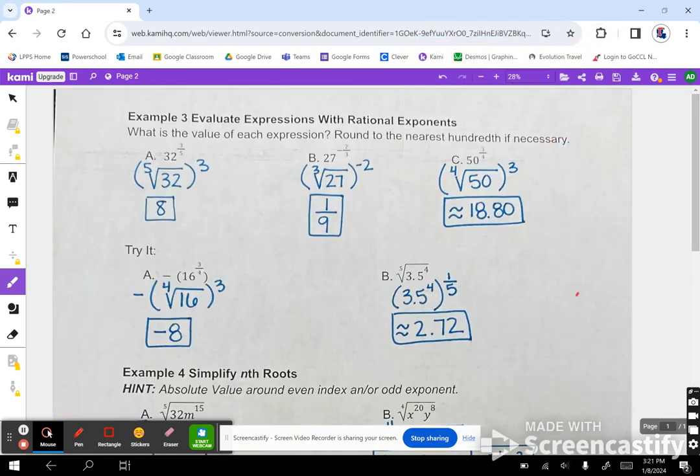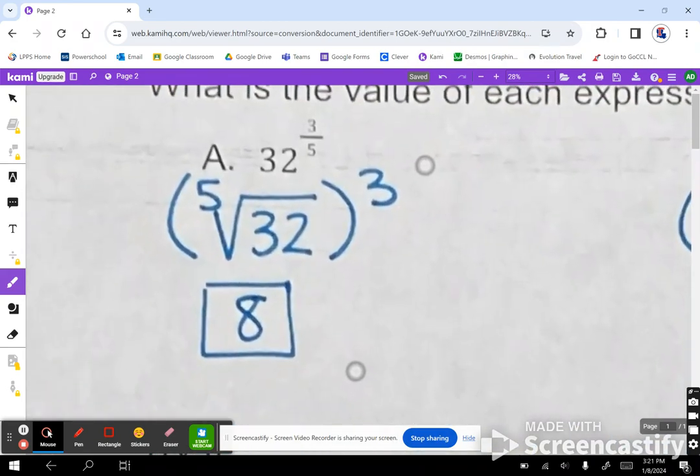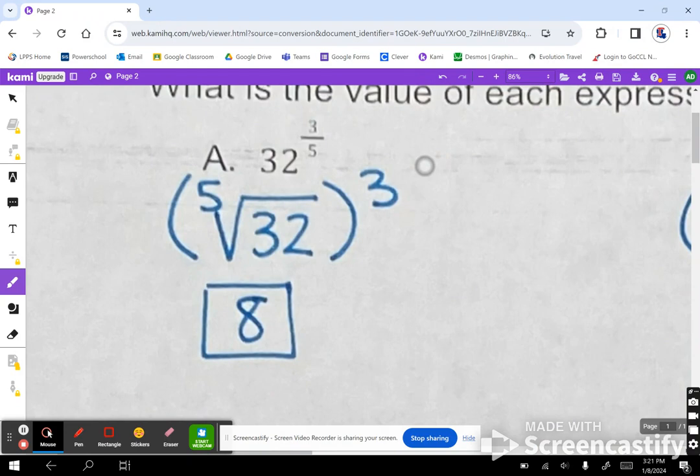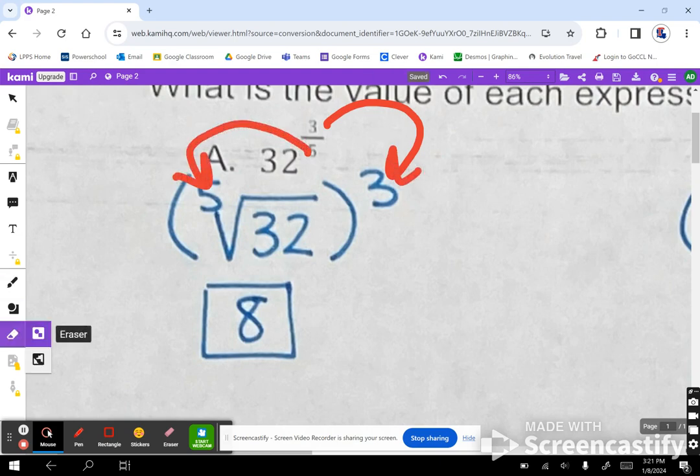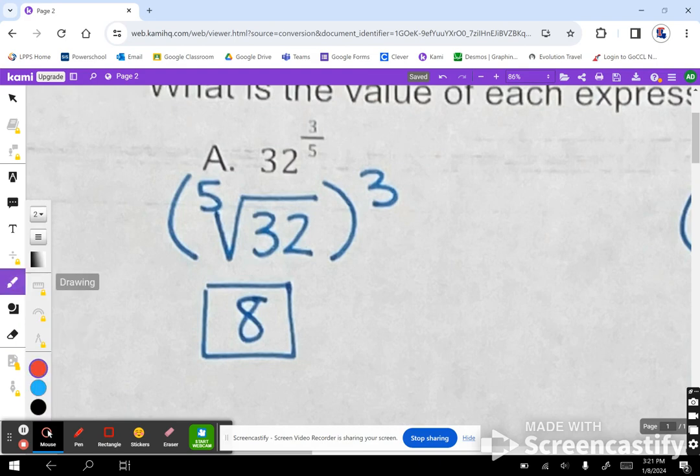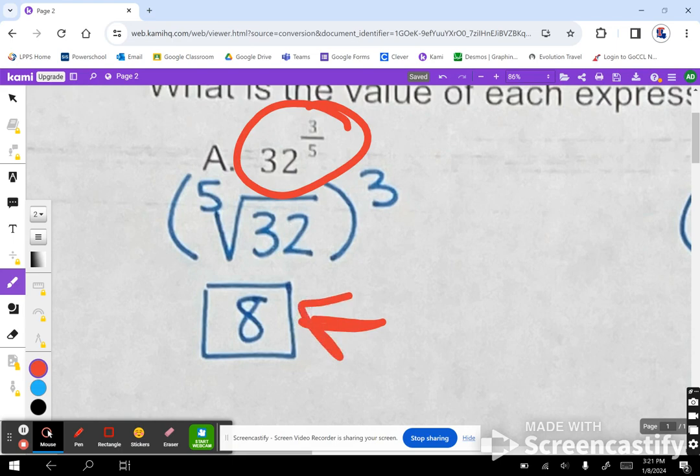All right, for example 3, this is just you simply typing in your calculator. For option A, if you wanted to get practice of rewriting, here's an example of rewriting that you can rewrite where your numerator is your exponent, denominator is your index. Okay, that's just an example for you to rewrite if you choose to. Or just go ahead and type in 32 raised to the 3/5 in your calculator. Your calculator will give you 8. Only positive because my index is odd.